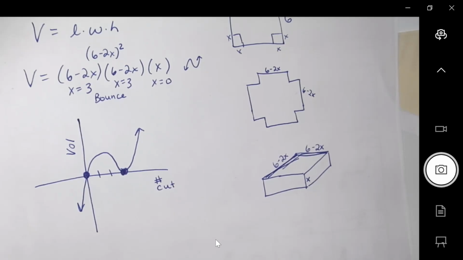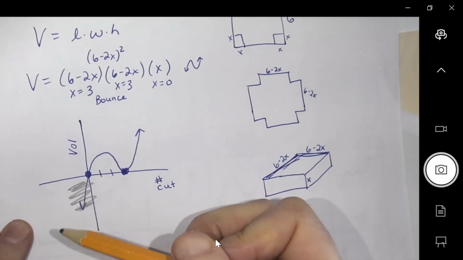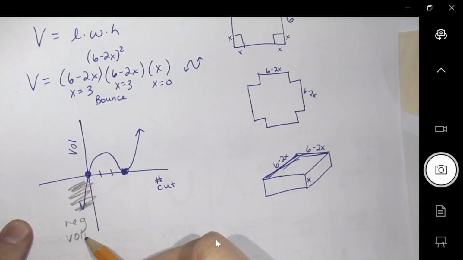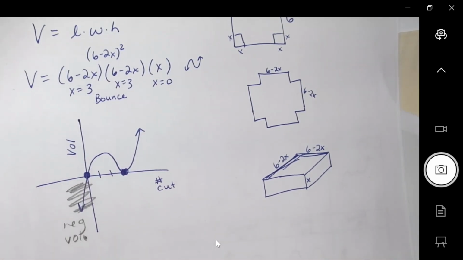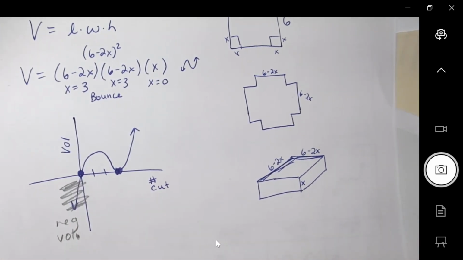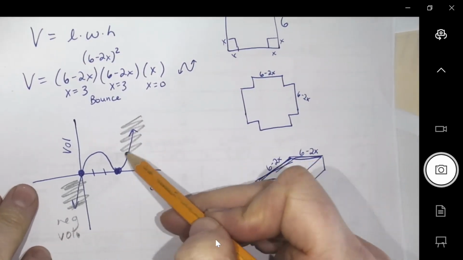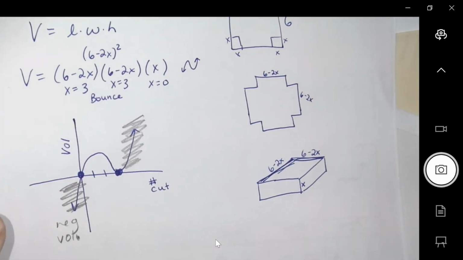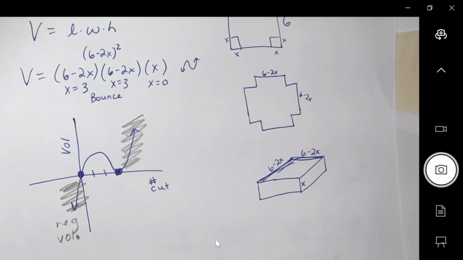Okay, some stuff on this graph doesn't make sense. Why doesn't it make sense? You can't have negative volume. So that part of the graph doesn't make sense. What else? You can't have infinite volume either. Why? You can't cut an infinite amount of material.